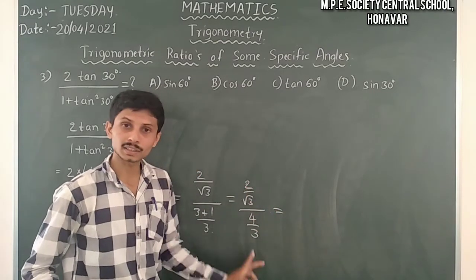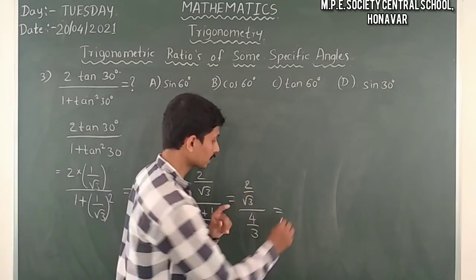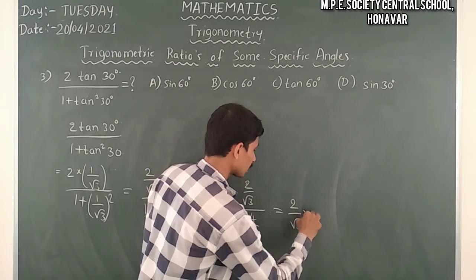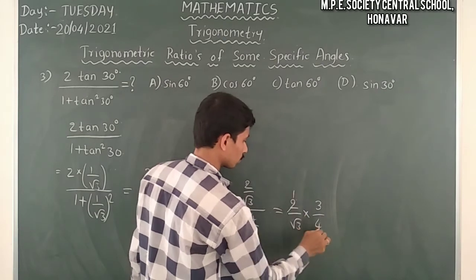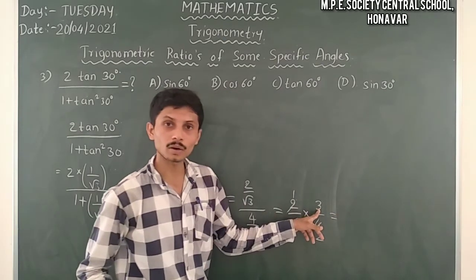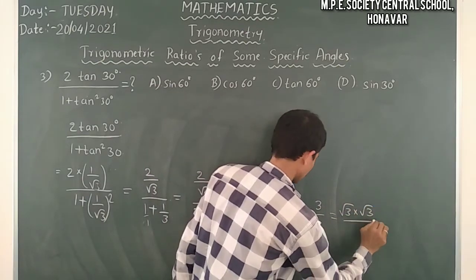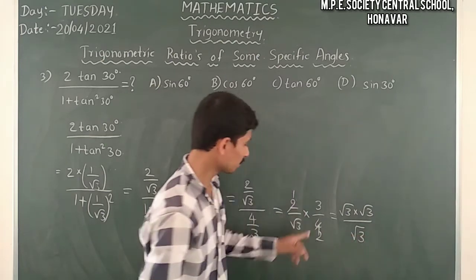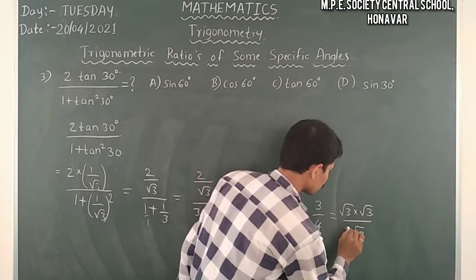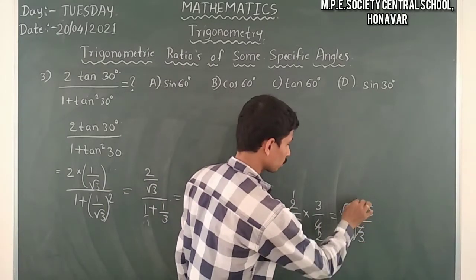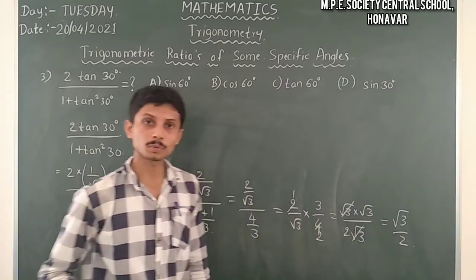So this is your first fraction divided by the second fraction. In the division of fractions, the first fraction remains as it is, and for the second fraction we take the reciprocal, 3 by 4. Then 2, and instead of the 3 we can write root 3 into root 3, divided by root 3. So we get root 3 by 2 root 3 and root 3 again cancels, that is root 3 divided by 2.